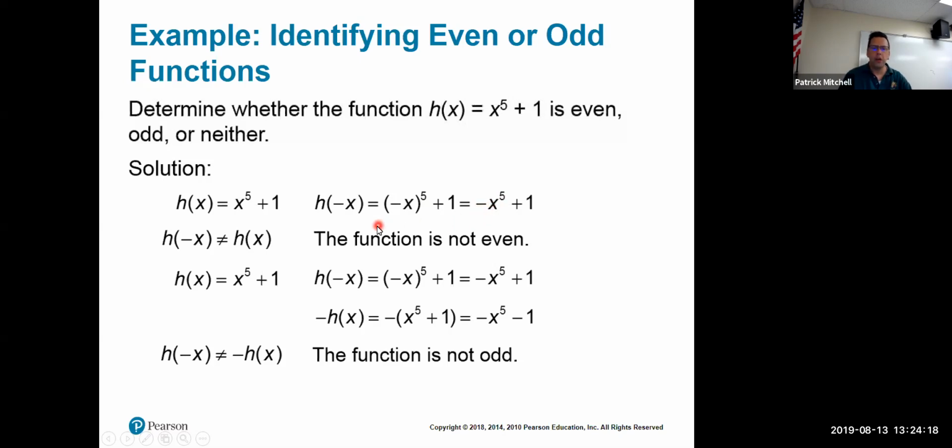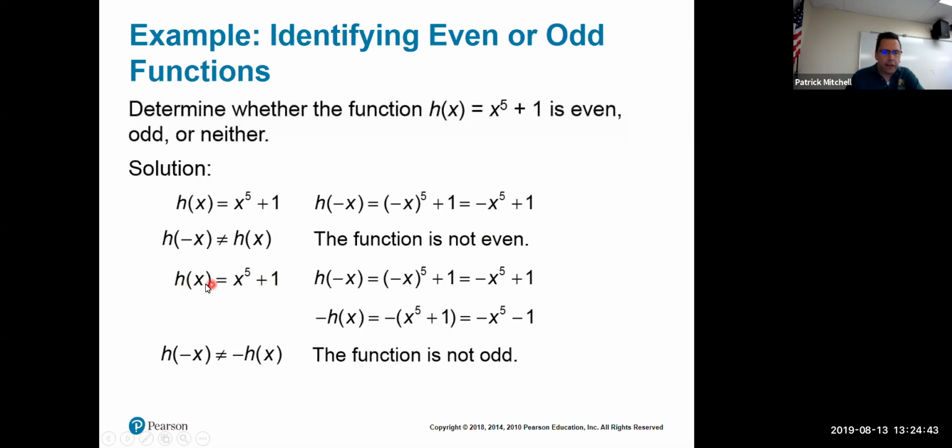Okay. So, on the one hand, h of x is x to the fifth plus 1. But h at opposite x is negative x to the fifth plus 1. So those are clearly not the same. And that means this function is not even. Okay. Now, not even could mean odd. All right. So let's see if we can make it odd.